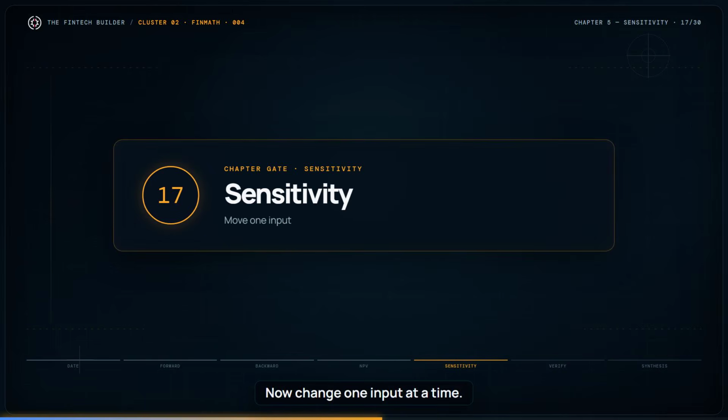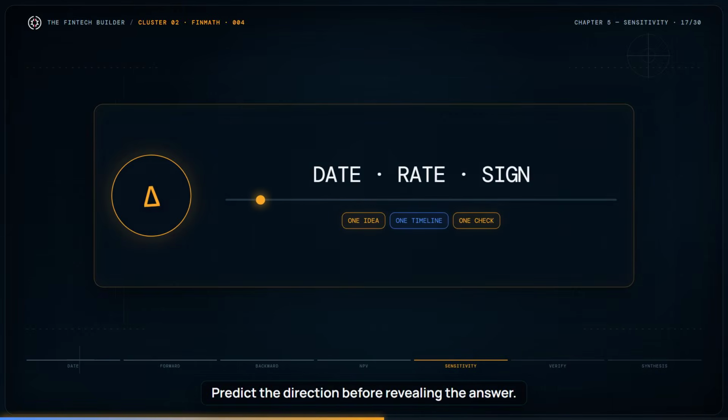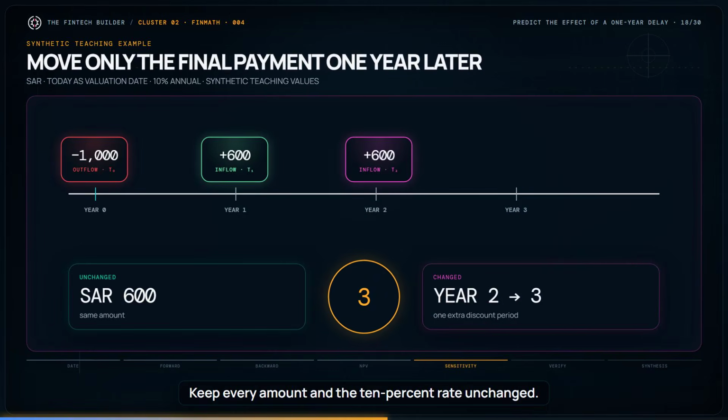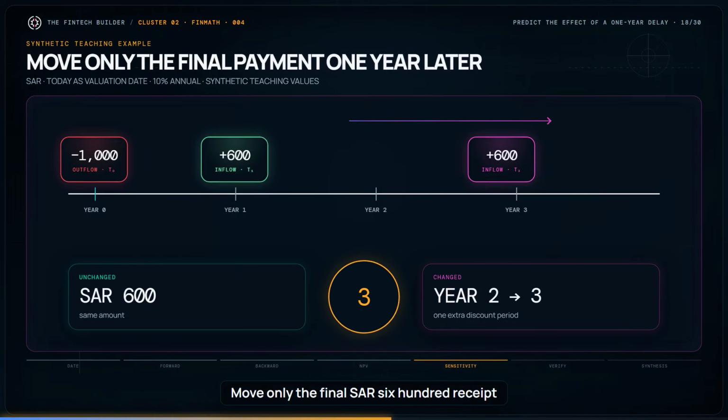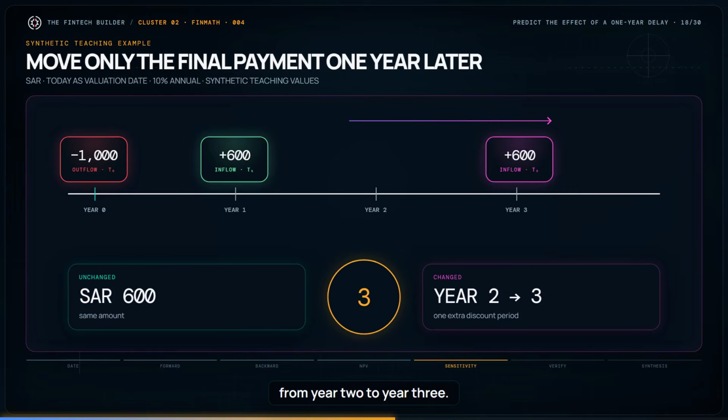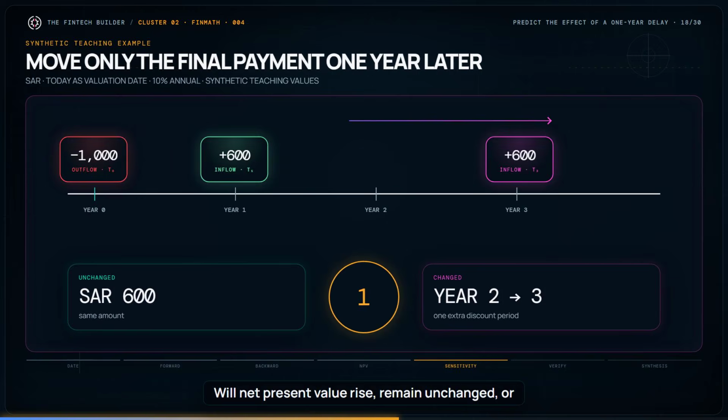Now change one input at a time. Predict the direction before revealing the answer. Keep every amount and the 10% rate unchanged. Move only the final SAR 600 receipt from year 2 to year 3. Before we calculate, predict the direction. Will net present value rise, remain unchanged, or fall?